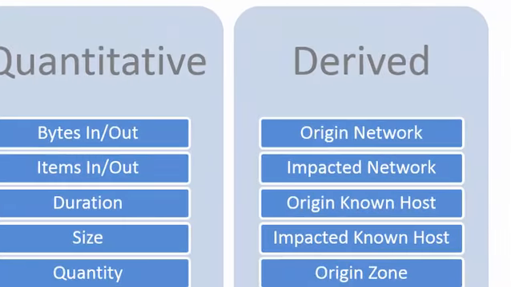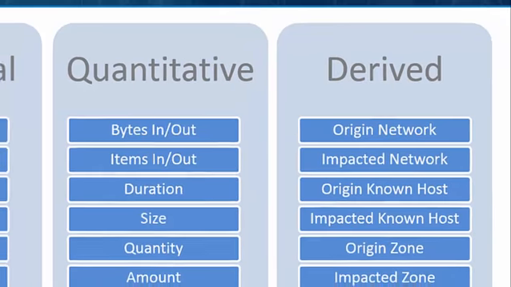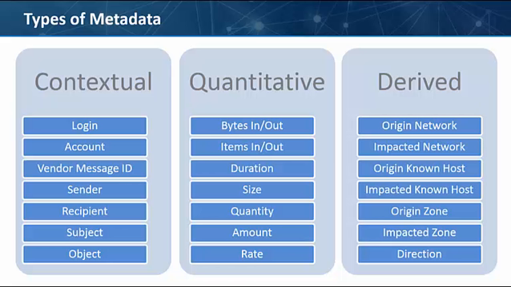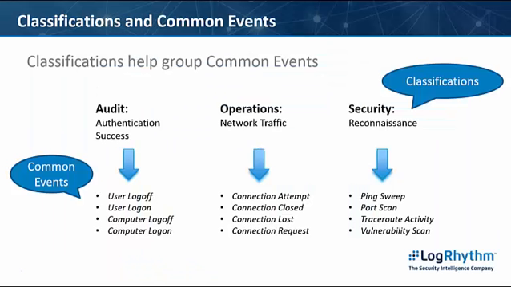In addition to parsed metadata, Logarithm derives some metadata from the logs. Derived metadata fields use parsed information and relate it to the Logarithm configuration information to provide additional context about the log message. Some examples of derived metadata include impacted known host and direction. Keep in mind that the lists shown here are only some examples, and there are many more metadata fields used by Logarithm. Two very important additional metadata fields are classification and common event.